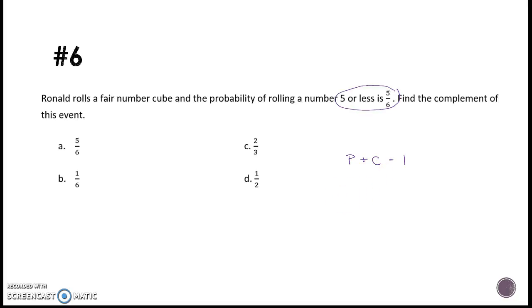So the probability, 5/6, and the complement need to add up to 1. So we know that 1 is any number over itself, right? So I'm going to change 1 to my denominator over itself. So 5 plus what gets me to 6?